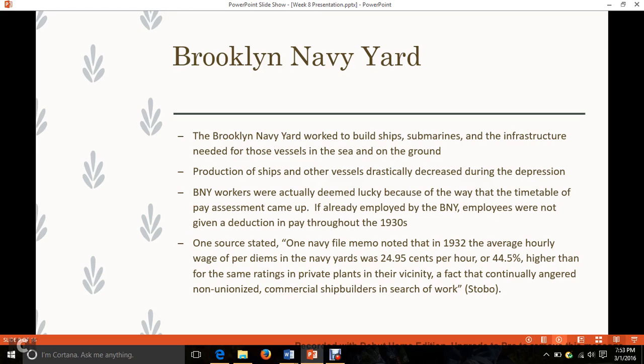So one source stated, quote, "One Navy file memo noted that in 1932 the average hourly wage of per diems in the Navy Yard was 24.95 cents per hour, or 44.5% higher for the same ratings in private plants in their vicinity." So in the same area, people that worked for the Brooklyn Navy Yard were making 44% higher pay than other private sector jobs. So this angered non-unionized commercial shipbuilders in search of work, but it's just one of those things, I guess.